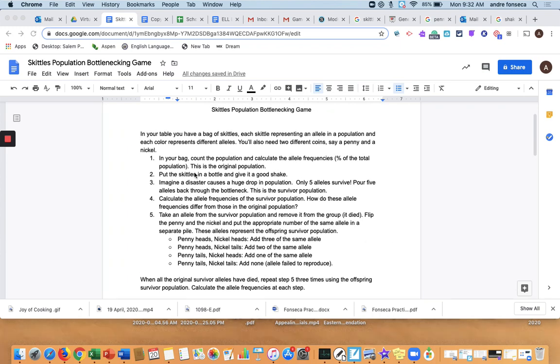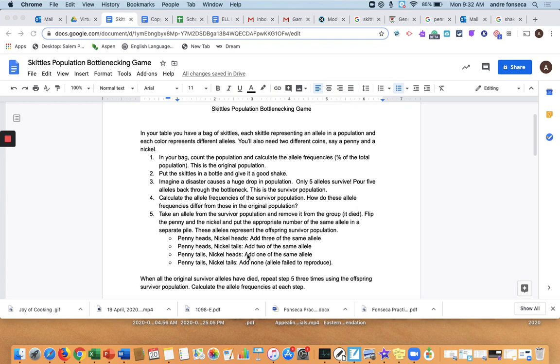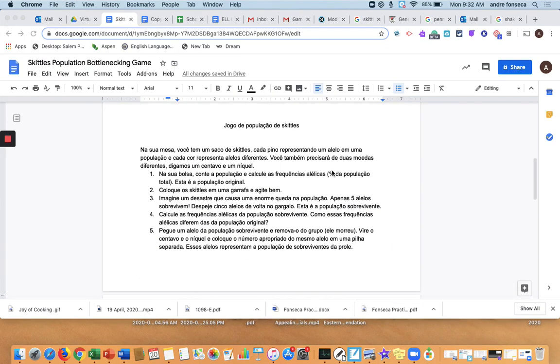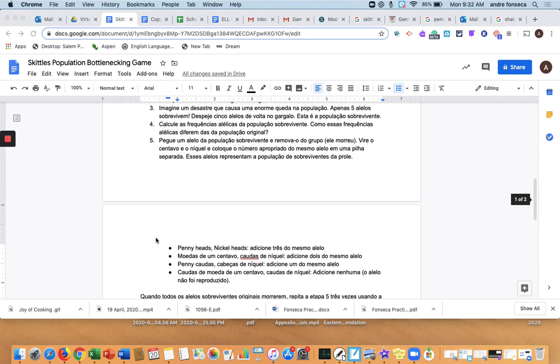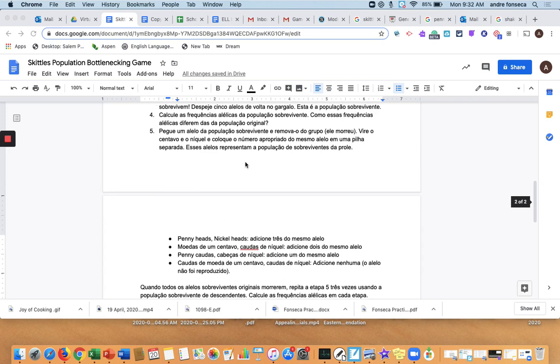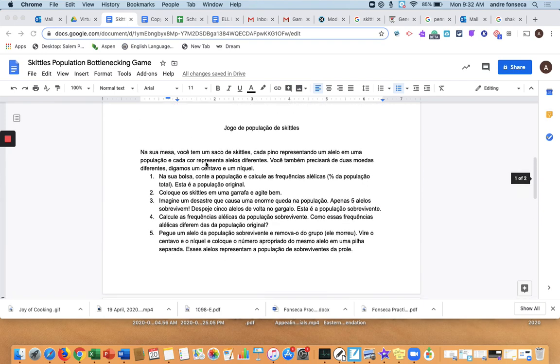And you might think that because it's got this numbering and some bullets, that helps. And while it does have that, here's an example that I translated into Portuguese. It's got the numbers, and it's got the bullets, but is just doing that enough to help you understand how to do the Skittles population game? I think for most of you, it's not. The numbers and the bullets don't do too much just by themselves.